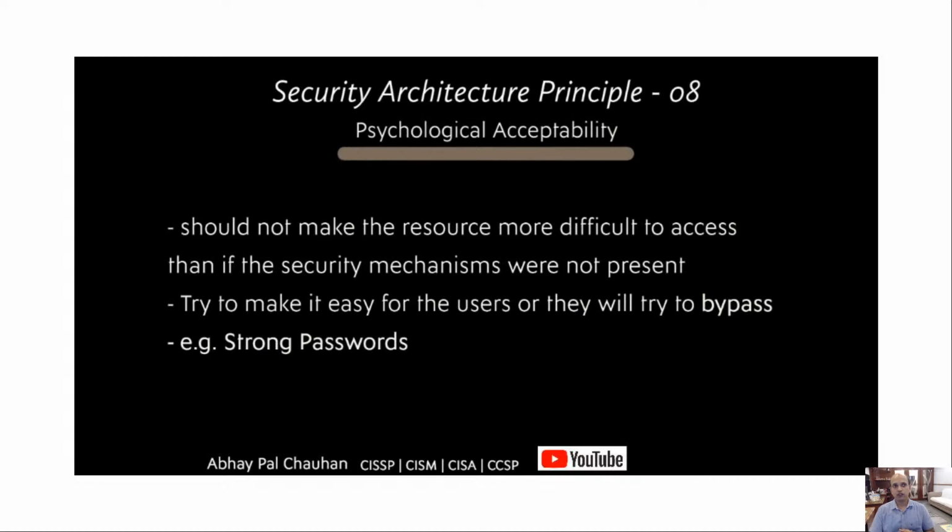So in that case, we provide a secure option for them to have a very strong password, but in another way we are minimizing the security of the overall organization because they are writing down their password, right? This principle says that we should not make the resource more difficult to access than if the security mechanism were not present. So try to make it easy for the user, or they will definitely try to bypass it. That is the concept behind psychological acceptability.